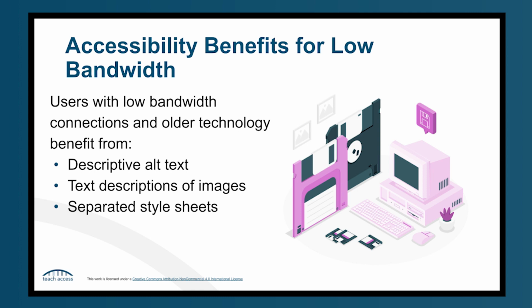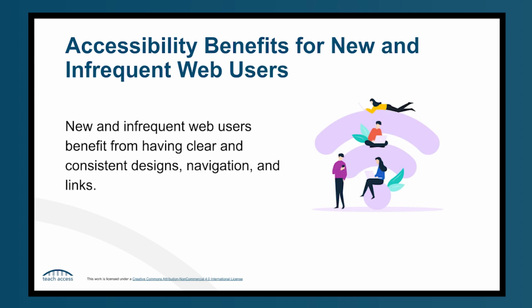People with low bandwidth connections and older technology users can benefit from the following: descriptive alt text, text descriptions of images, and separated style sheets. Using separated style sheets to separate content from HTML can decrease file size and download requirements, increasing download speed for users with poor connections in developing countries or in rural areas. New and infrequent web users benefit by having a clear and consistent design, navigation, and links.